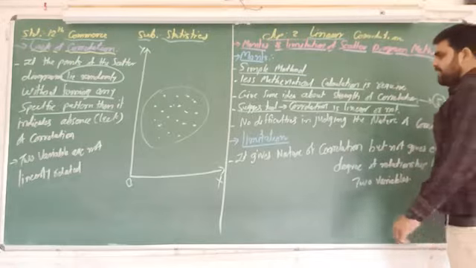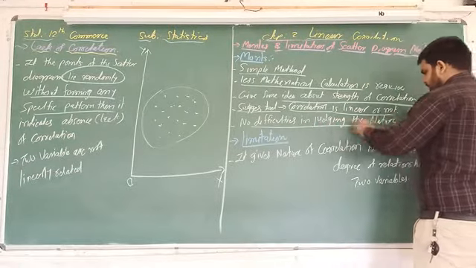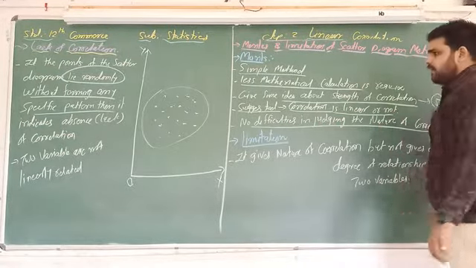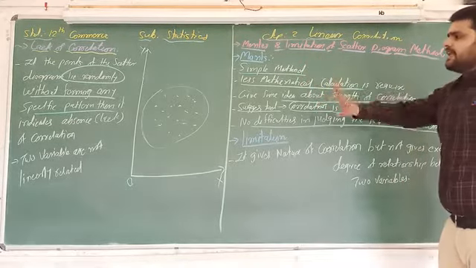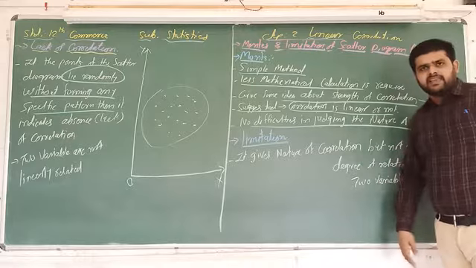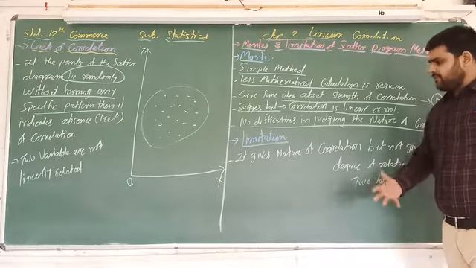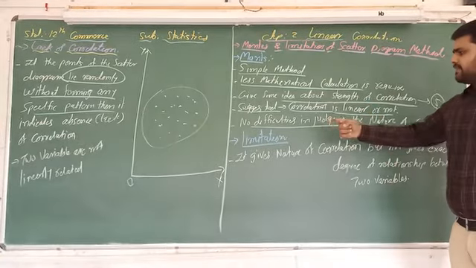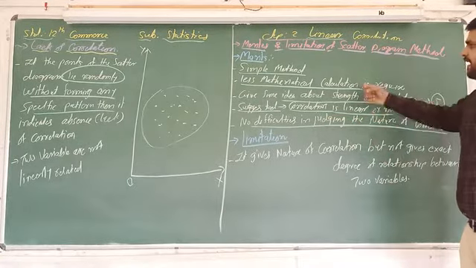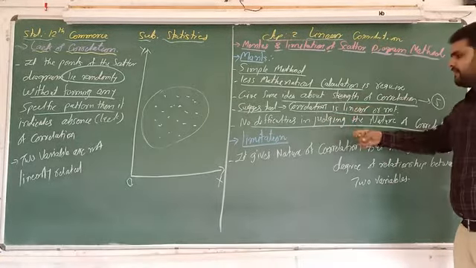And number five, there is no difficulty in judging the nature of correlation. Only with the help of looking, with the help of sight, anybody can judge which type of correlation is there, and as we know there are five types. These are the five merits. Now there is one limitation.